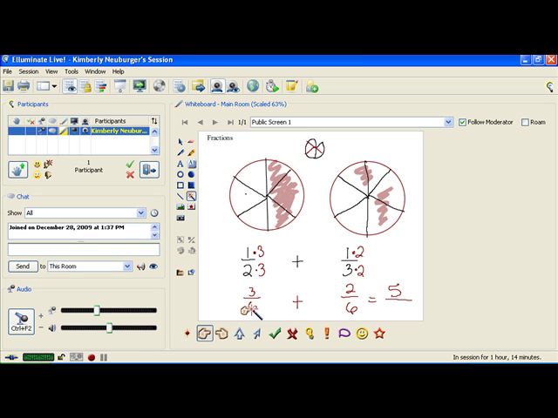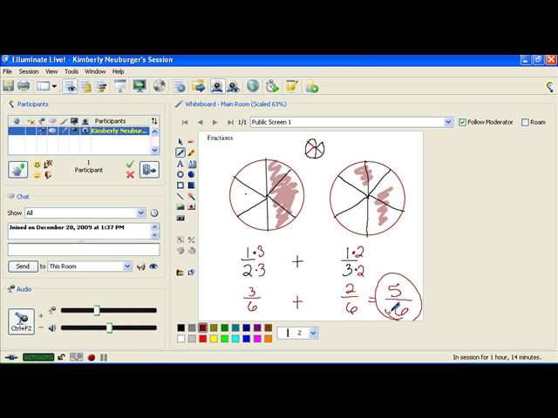A lot of people want to add these and make it a 12, but the shape of the pieces when we added them together did not change. So they're still 1/6 of the apple. So what we end up with is 5 pieces that are all 1/6 of the apple. And if you look at your picture, you've got 1, 2, 3, 4, 5 pieces that are all 1/6. So this here represents how much you have at the end.